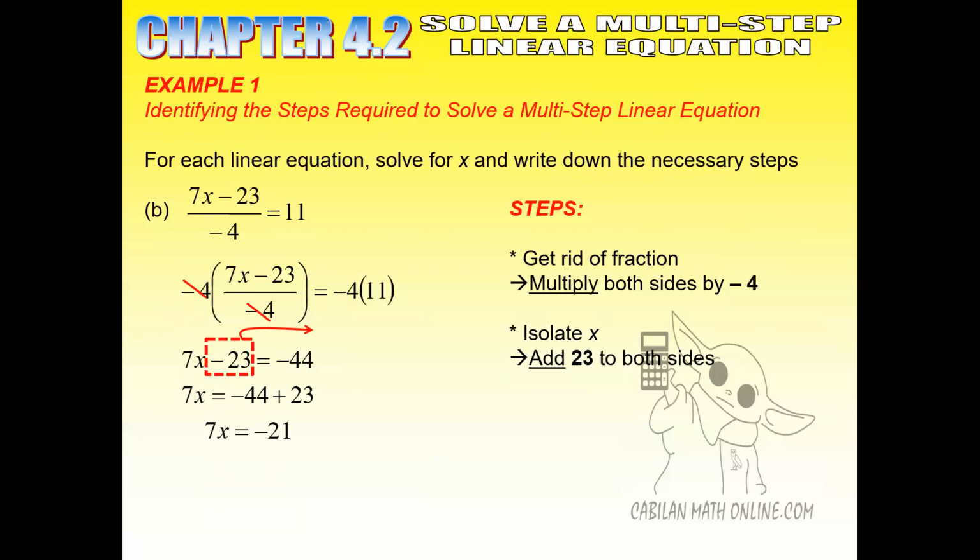Last but not least, we're now going to divide both sides by 7 to cancel out the two 7s on the left side, and then negative 21 divided by 7 will give me x is equal to negative 3.